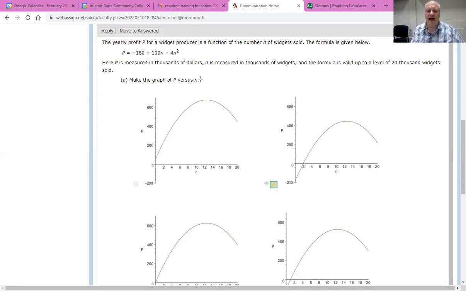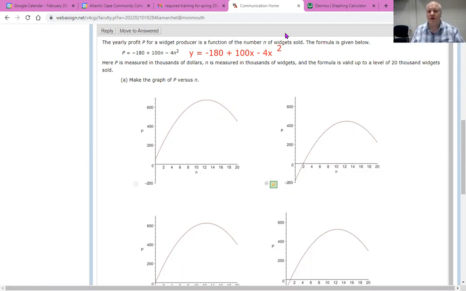The next important idea is that I'm going to take this formula and plug it into Desmos, and I'm going to try to match the axes. The formula, let me jot it down, is P equals -180 plus 100n minus 4n squared. I'm going to rewrite that, friends, to be y equals -180 plus 100x minus 4x squared. Like that. The reason, like I said, is that in Desmos it's a little bit more practical to use x and y.